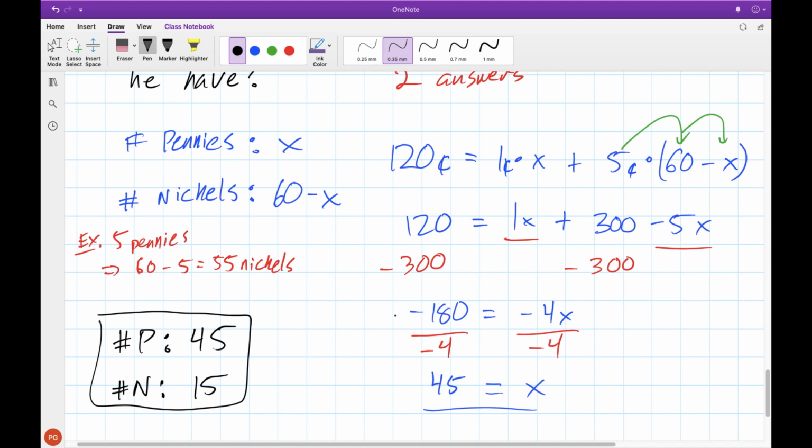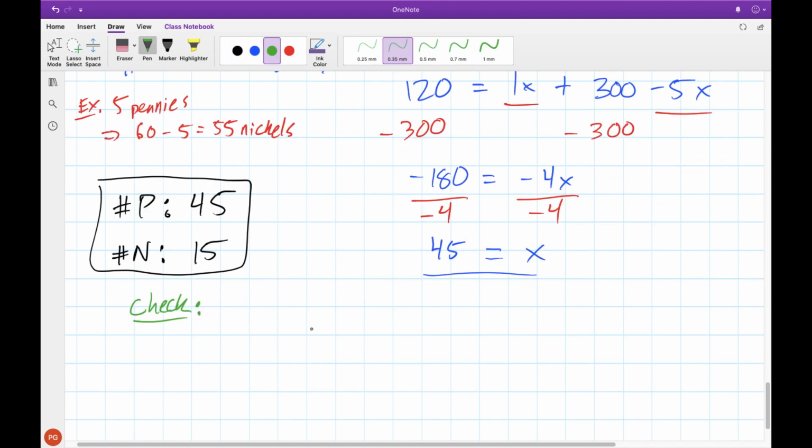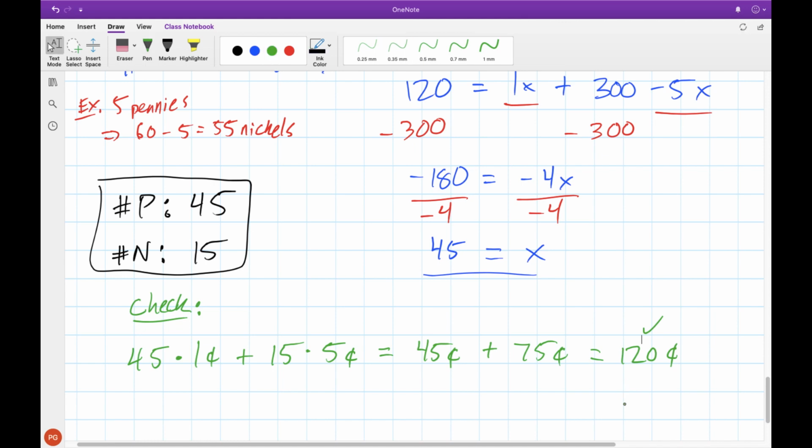To finish off here, let's just do a quick check, make sure we got the right answer. And we do the same check where we take our number of pennies and multiply by the value of a penny, which is 1 cent, plus the number of nickels times the value of a nickel, which is 5 cents, which if you add together, you get 120 cents, which is the same as our question, $1.20. That's the end of the problems here.